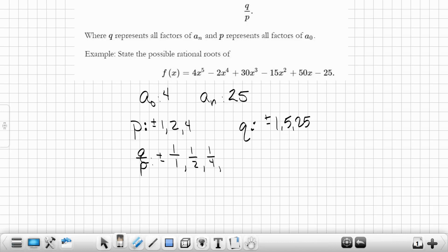Then we just move on and pick the next Q, which is 5. So we're going to do 5 over 1, 5 over 2, 5 over 4. Then we pick the last Q. And this is where it can get long.